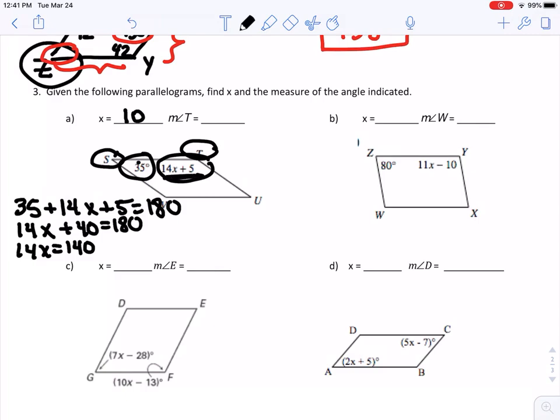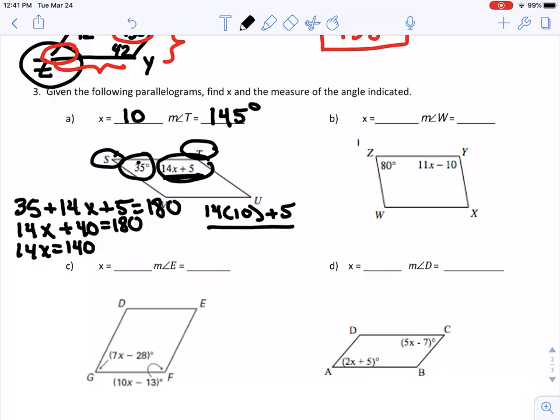So this is T. Let's take that x and plug it in for x here. So 14 times 10 plus 5. You can type all this out into your calculator if you need to. That will give me 145 degrees for T.